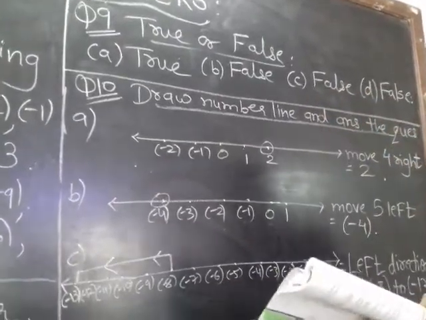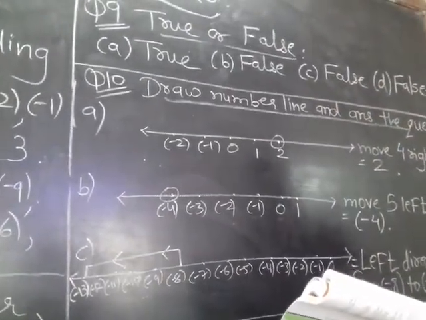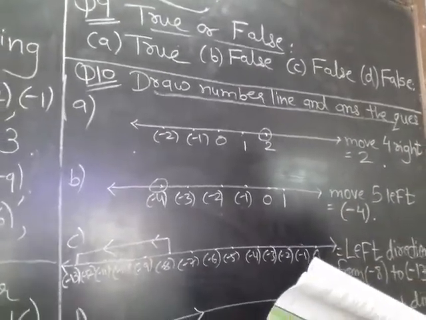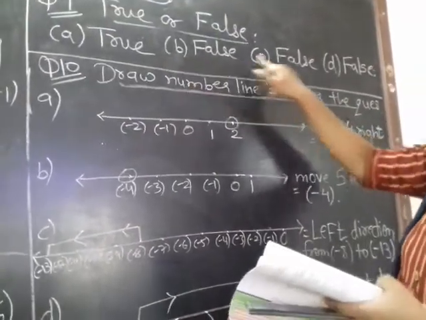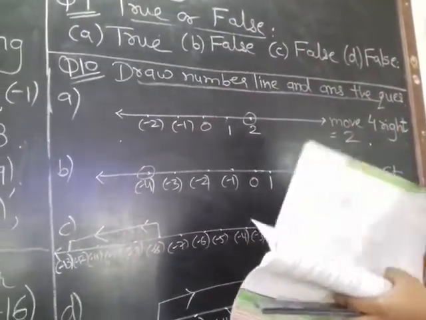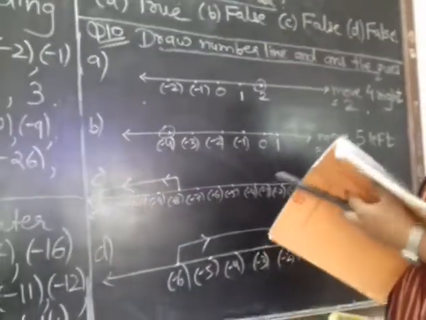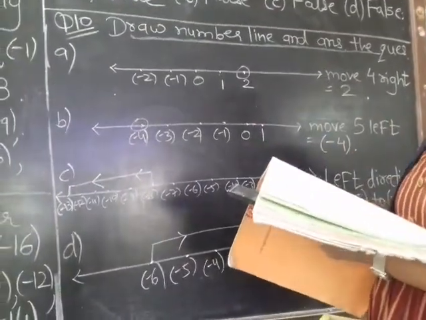And D, minus 26 is greater than minus 25? No, minus 26 is smaller than minus 25. So again this is false. So A is true, B, C, D are false. And moving on to the last question of exercise 6.1. Draw a number line and answer the questions.